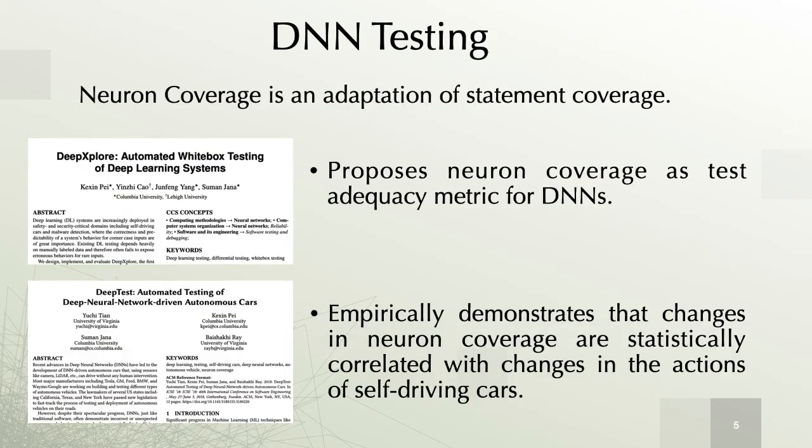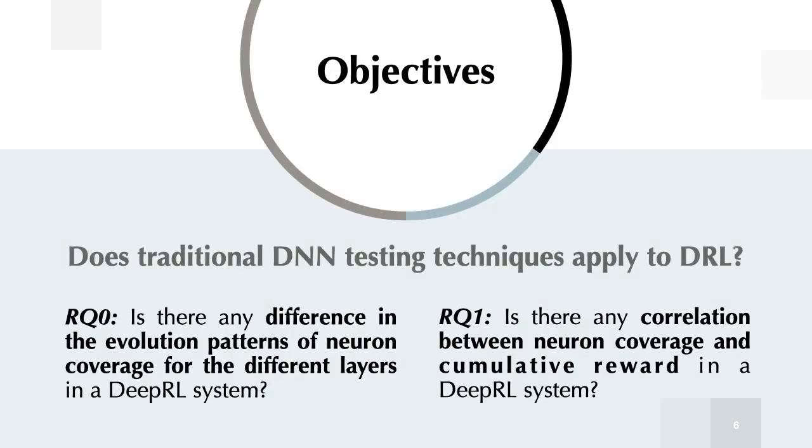If we ask this question using purely DNNs, there are some metrics that address it. For instance, neuron coverage, that is an adaptation of statement coverage when testing regular software. Actually, neuron coverage had been studied and proposed as a white box metric in some frameworks like DeepXplore. Moreover, there are some testing tools like DeepTest that empirically demonstrate that changes in neuron coverage are correlated with changes in the actions of self-driving cars. But do these traditional DNN testing techniques actually apply to DRL? That is our main question and motivation, but in this work we focus only on neuron coverage.